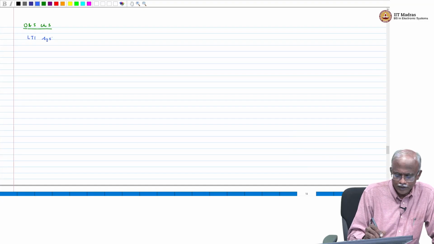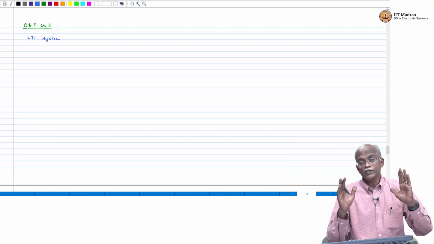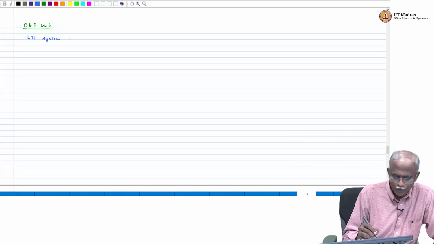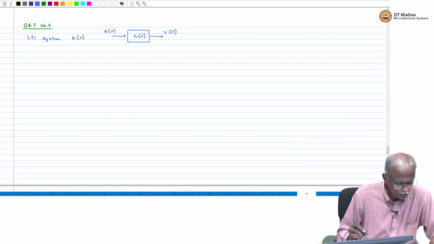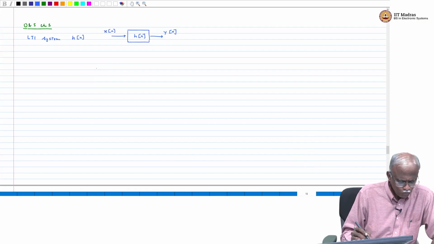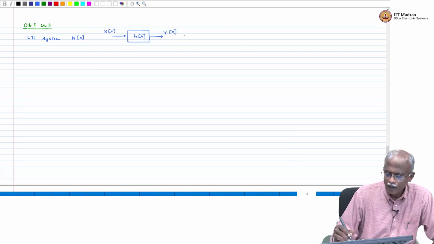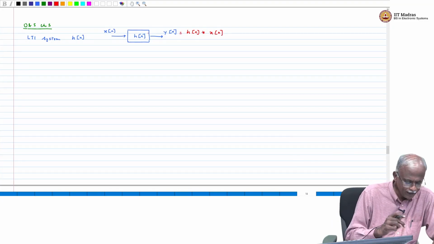LTI system. That means the system satisfies the properties of linearity and time invariance and therefore is characterized by an impulse response h of n, as we saw in the second chapter. x of n passing through an LTI system characterized by an impulse response h of n, producing an output y of n. Input-output relationship: y of n is equal to h of n convolved with x of n, convolution we have defined.